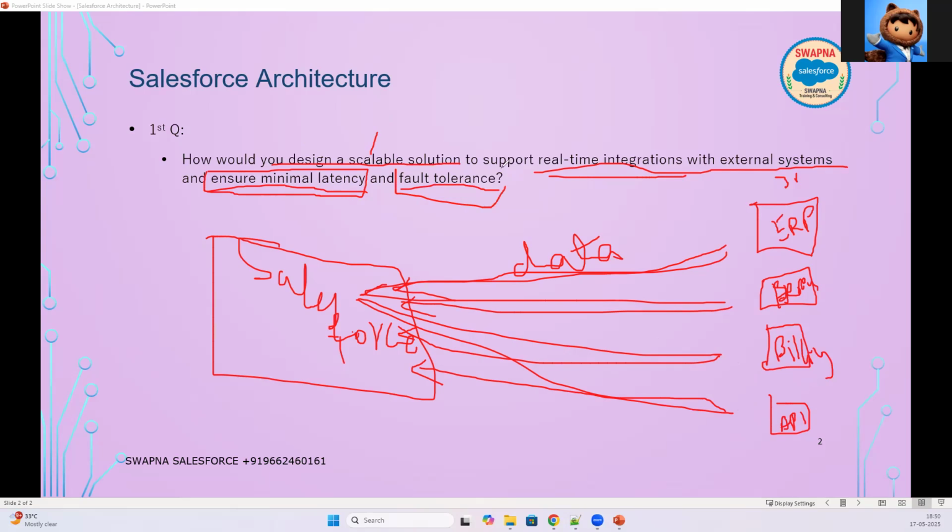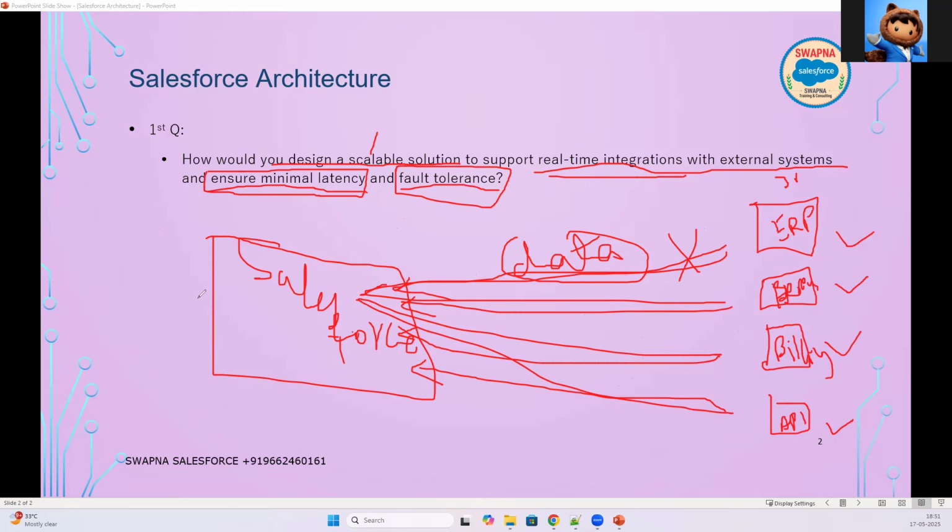And the fault tolerance, that means if any of the flow breaks, like we are sending the data to the ERP system, Heroku system, billing, and other third-party systems, we have to make the system reliable so that even if one part fails, the system continues working or recovers gracefully. That means it should not stop the other ones. So they are expecting your approach here. So this is the question.